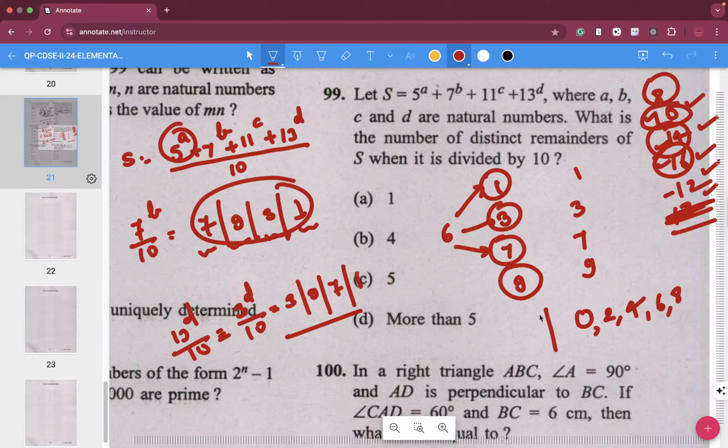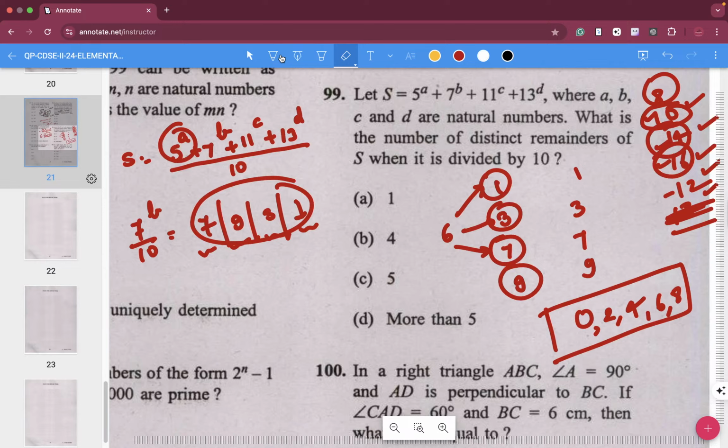Now you will ask, sir, how can 0 be the remainder? It is completely divisible. They are not saying whether it is completely divisible or not. The remainder itself is 0. So we go ahead with which of the answers over here? We go ahead with C as the correct answer for question number 99, folks.